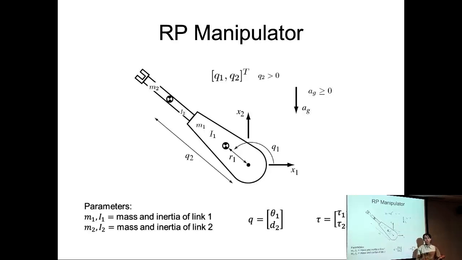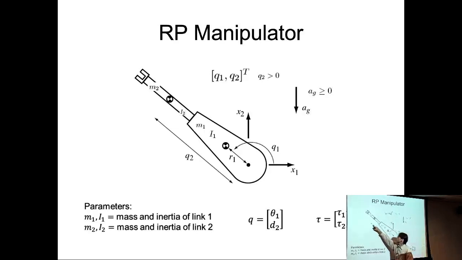Our generalized coordinates are q1 and q2. Here, q1 is the orientation of the first degree of freedom, theta 1, and then q2 is the displacement of the prismatic joint on the second rigid body, which is d2. In this example here, we're going to measure our rotational degree of freedom with respect to the horizontal, which is standard as we've been doing before.